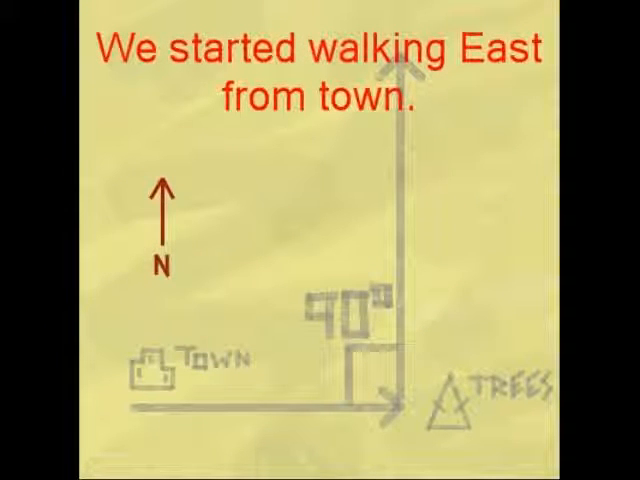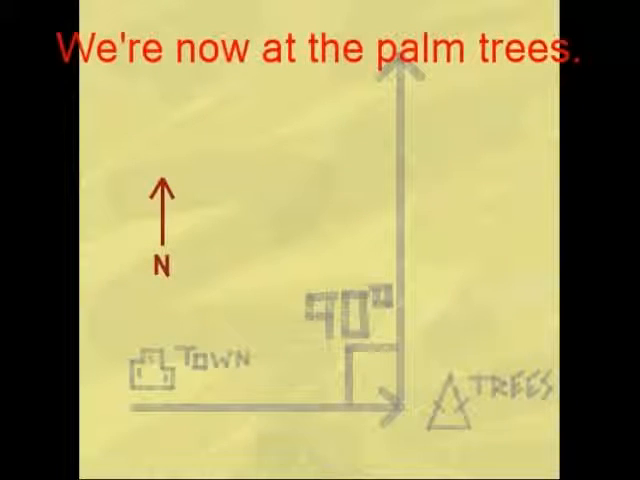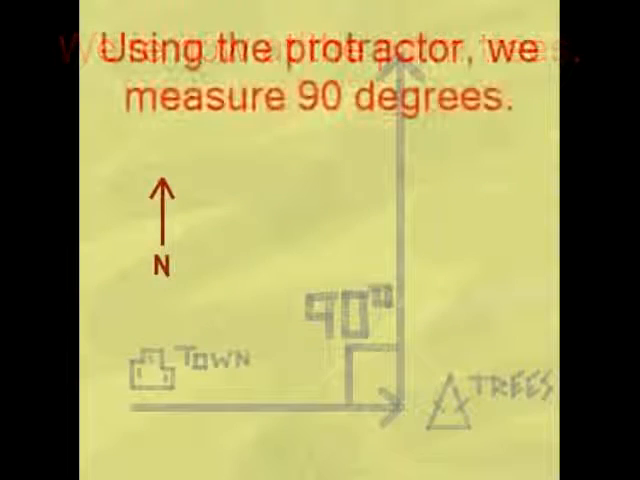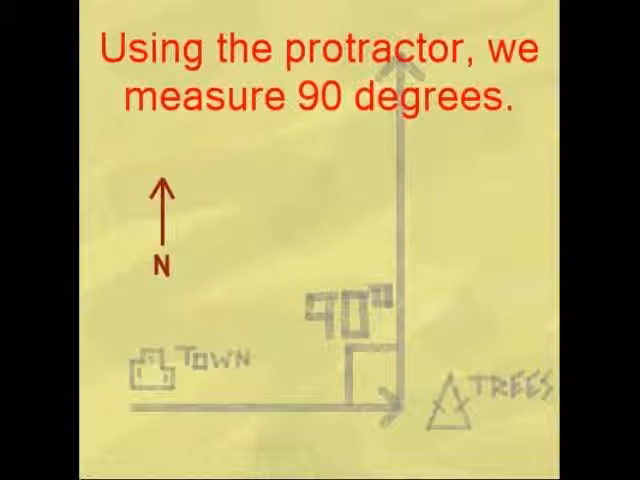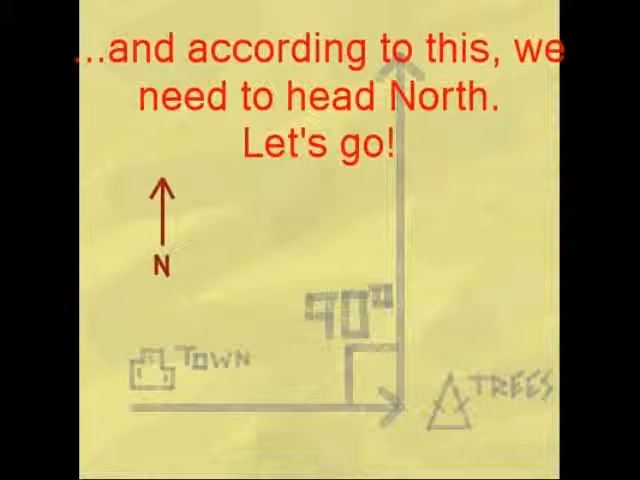We started walking east from town. We're now at the palm trees. Using the protractor, we measure 90 degrees. And according to this, we need to head north. Let's go.